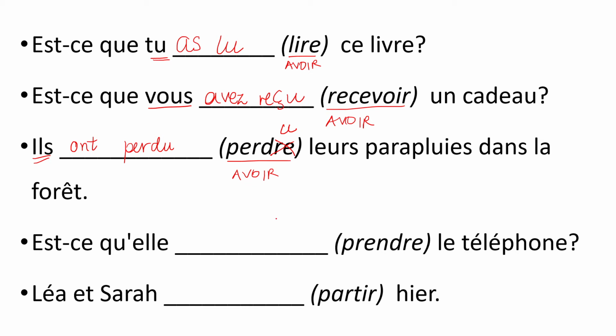Okay, next one. The subject here is elle. Okay, the verb you have to put is prendre. Now prendre again doesn't fall into Dr. Mrs. Vandertramp, so we use avoir for elle is a.